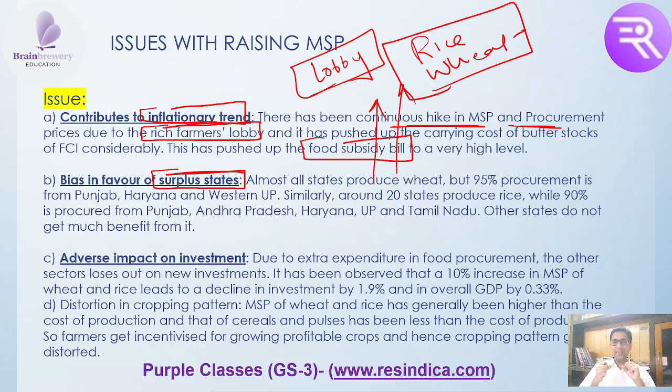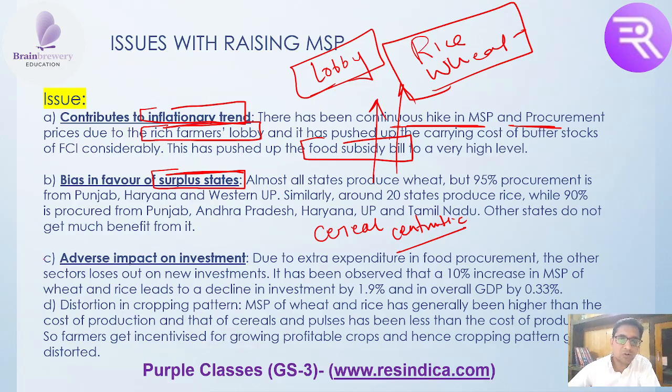Most of these states are producing wheat, and some places are producing rice. So only a particular set of states were getting the proper subsidy, because the government is providing a cereal-centric subsidy. So only wheat and rice are getting it, and the surplus states are getting the subsidy. Because of that, it is biased in favor of the surplus states.